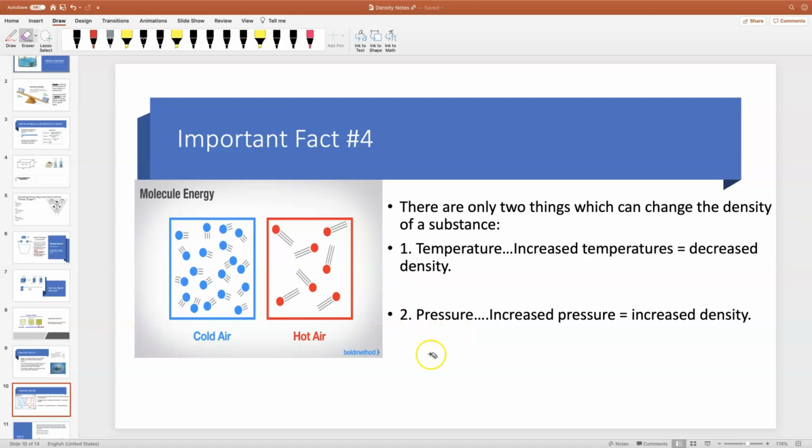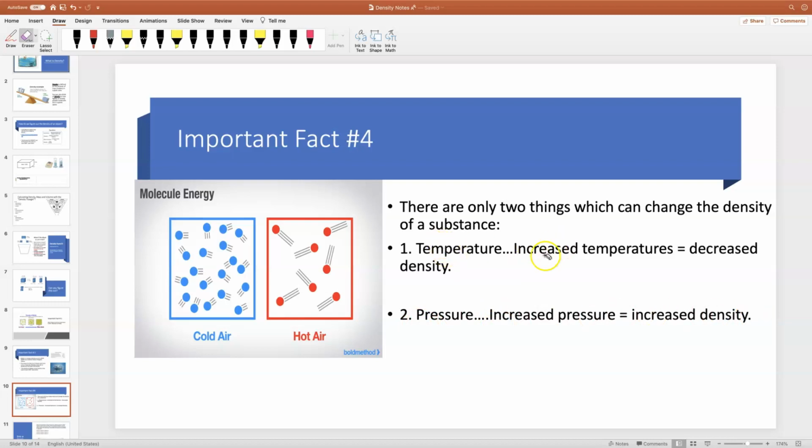Pressure is a little different. If we start to put pressure on something, imagine squeezing something together. The molecules will actually get pushed closer together, which would increase density. So again, with pressure, if you increase pressure, you're going to have an increased density.